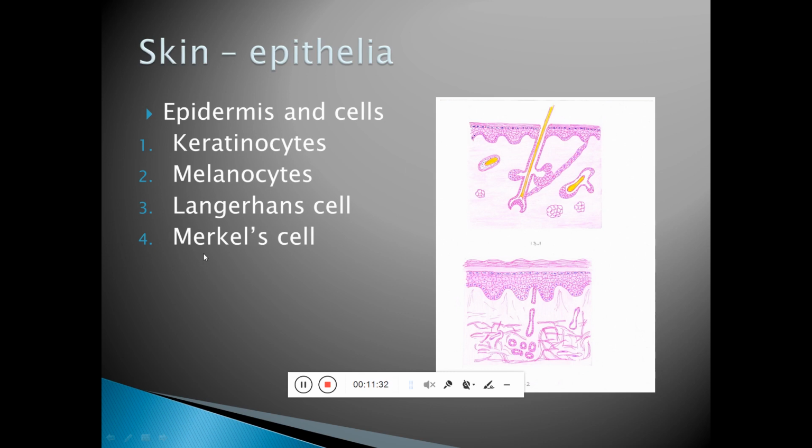The third variety of cells are sensory cells, Merkel cells. They are also present in the dermal papilla. They are sensory. So different types of cells are present in the epithelia.